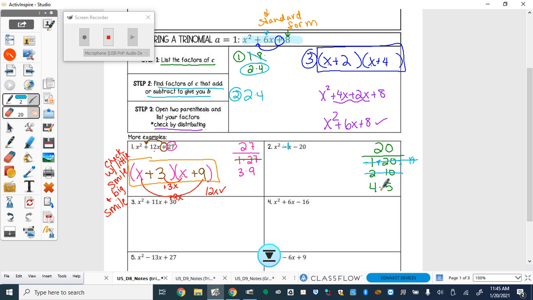4 minus 5, that's going to give me my negative 1. So because I have to do 4 minus 5, I'm going to make my 4 positive and my 5 negative. So that when I do my check of big smile, little smile, I get a positive 4x when I multiply my little smile, negative 5x when I multiply my big smile. So 4x minus 5x, there's our negative 1x. So we have the right factors there.